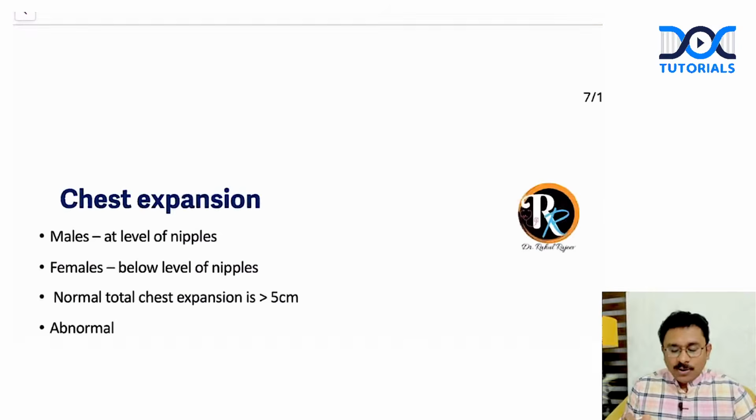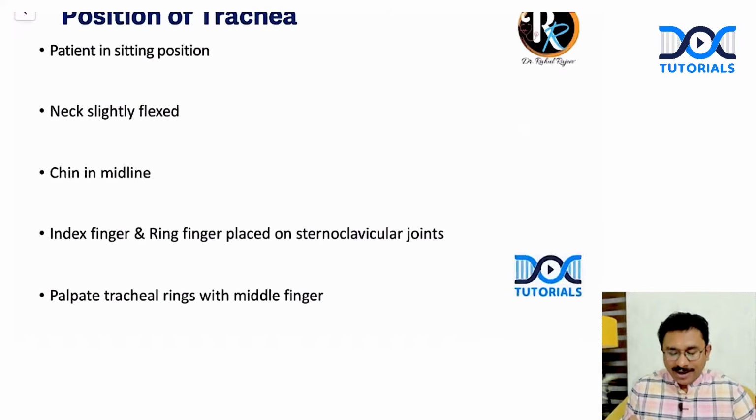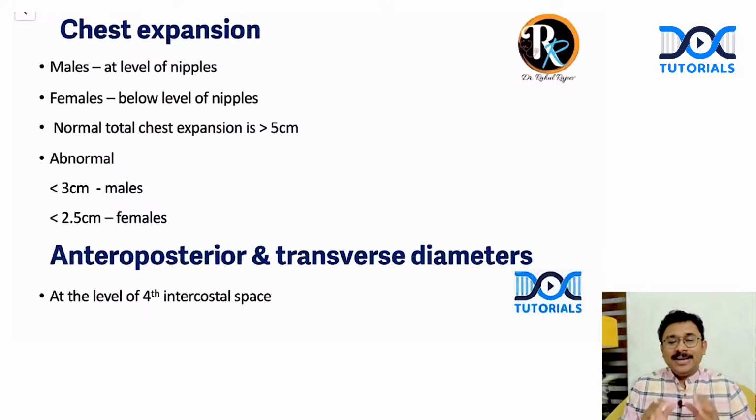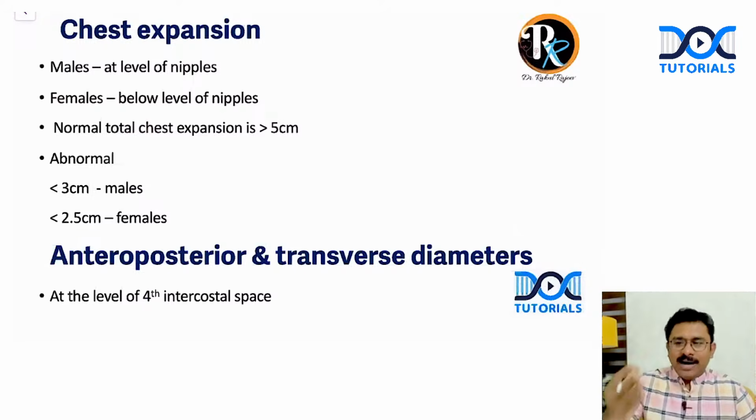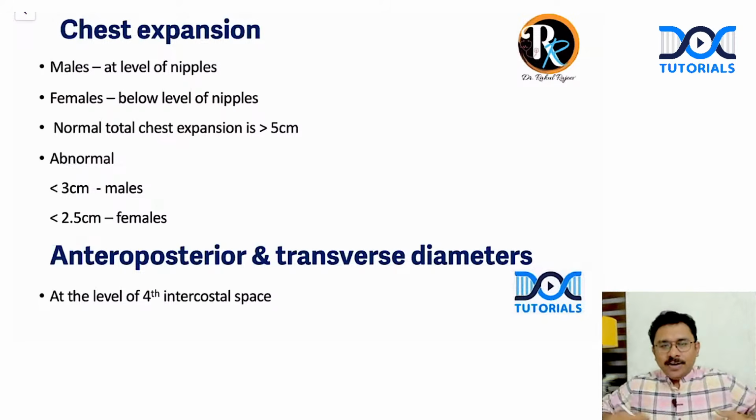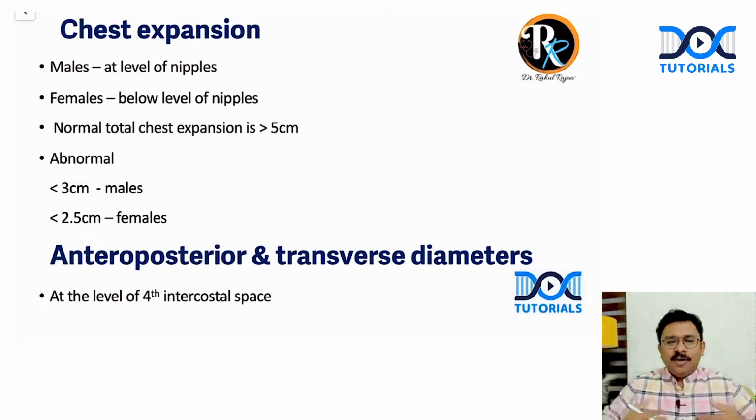Now, coming to the chest expansion, that is something you have to look for. Chest expansion is measured using a measuring tape. For the males, they will ask you to show how to look for chest expansion. In males, you will look at the level of the nipples, whereas in females, since you have the breast, you will be looking below the level of the nipples.